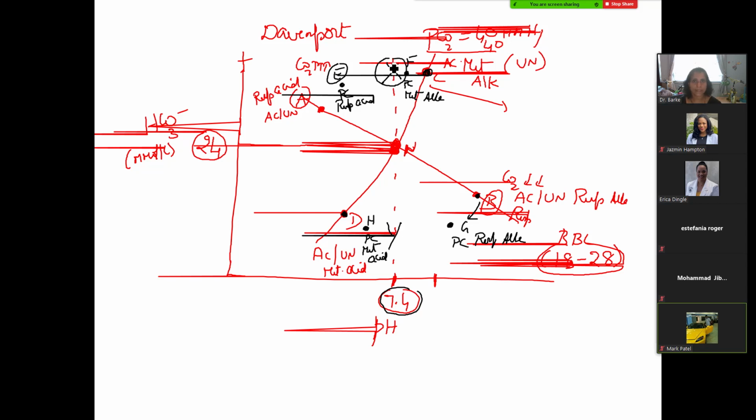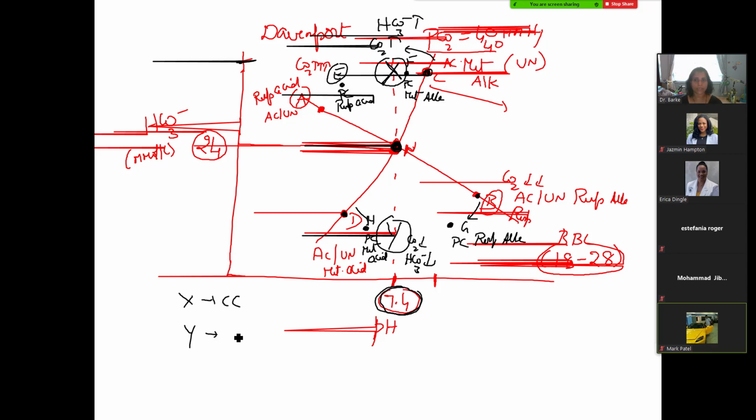So what do points X and Y mean? They have not gone back to the normal point. So then you can't call it a normal point. But the only thing which happened at X and Y is pH came back to 7.4. But at point X, the carbon dioxide is still less. Sorry, at point Y, carbon dioxide is still less. Bicarbonate is still less. At point X, carbon dioxide is still high and bicarbonate is also still high. So that cannot be the normal point. So that's why we will call it completely compensated.